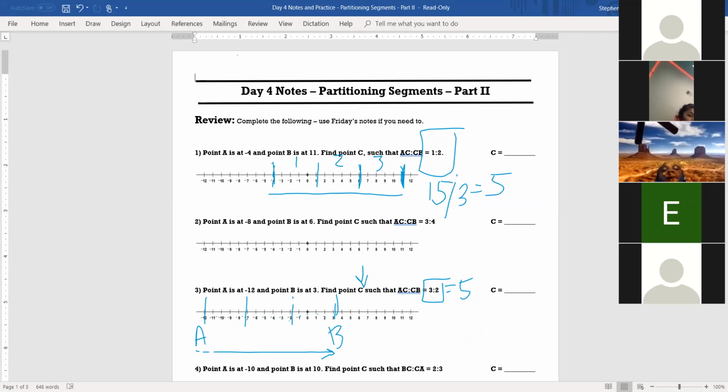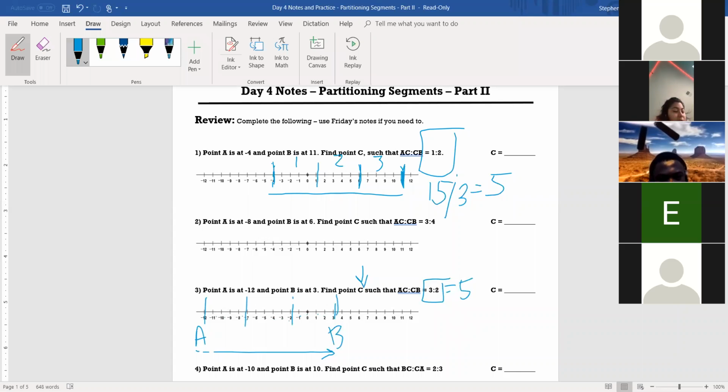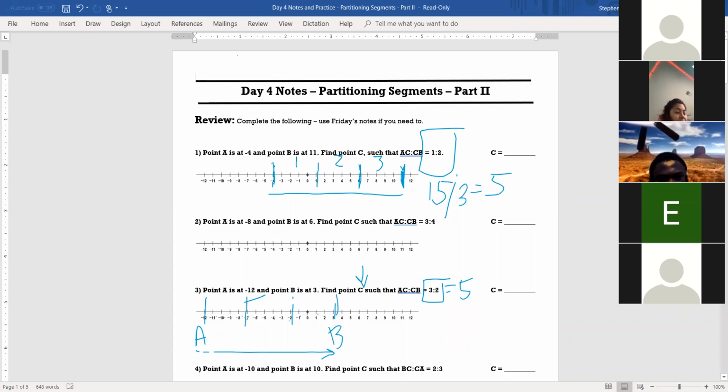Why didn't that work, guys? What did we do wrong there? You should get 3 individual spots, because instead of counting 5 you should count 3. So you want to count 3 from A or from B? From A, because you would divide 15 by 5, because it's a 3-to-2 ratio.